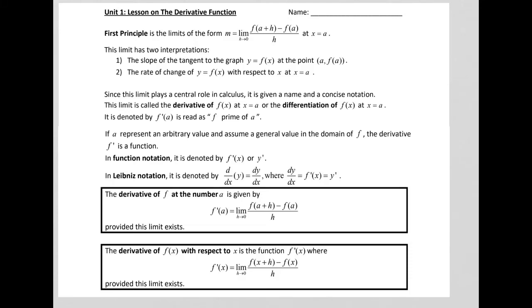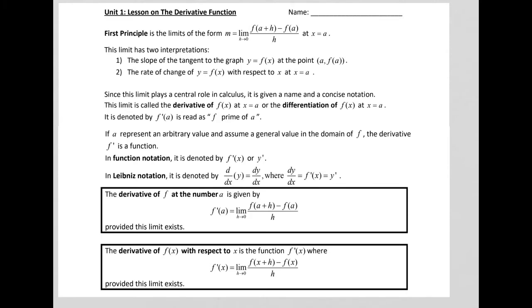This lesson is the introduction to calculus. And what is calculus? Calculus is a branch of mathematics that involves the study of rate of change. Therefore, the first principle, which is to find the slope of a tangent, which is to find the rate of change of y with respect to x, is defined as the first derivative.